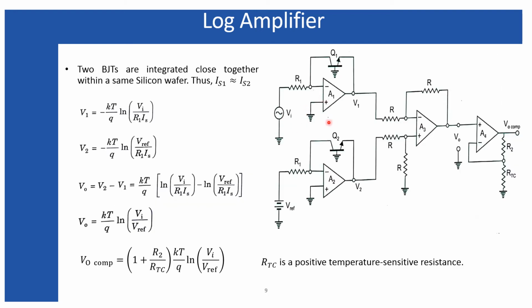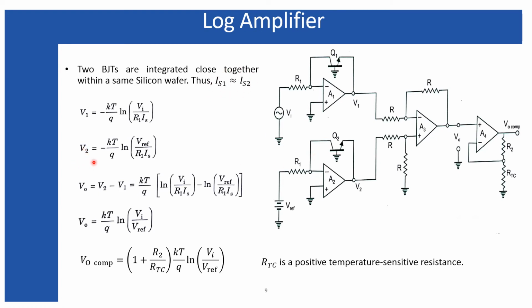In this improved configuration, two logarithmic amplifiers are used, where the input is applied to one of them and a reference voltage is applied to the other. Now V1 can easily be found using the previous formula that I obtained for this logarithmic amplifier. So V1 is equal to minus kT by Q natural logarithm of Vi divided by R1 times Is. Now in this case, I'm considering the two BJTs are integrated close together within the same silicon wafer. By doing so, we can assume that the reverse saturation current of both of these transistors will be closely equal to each other.